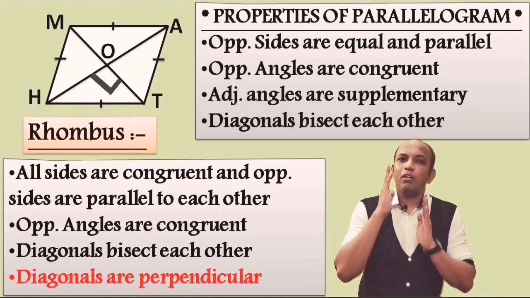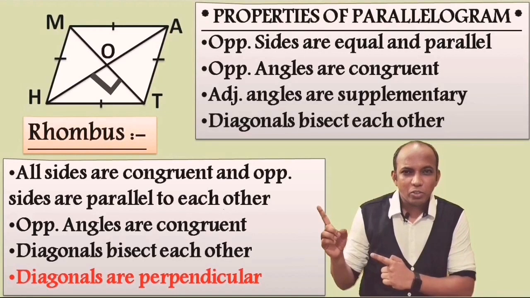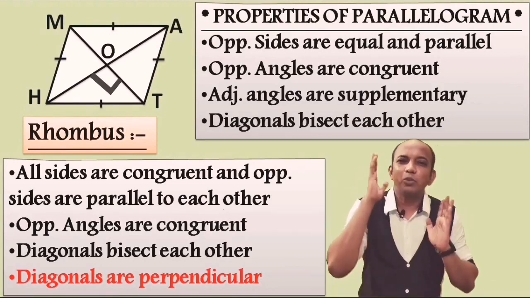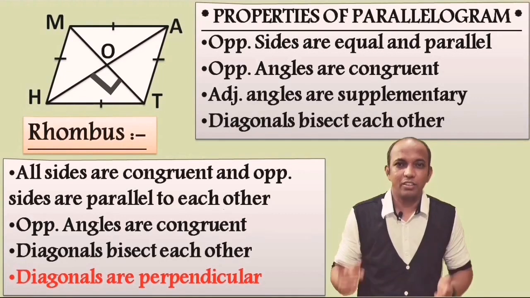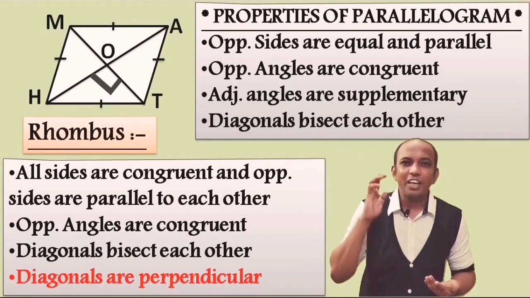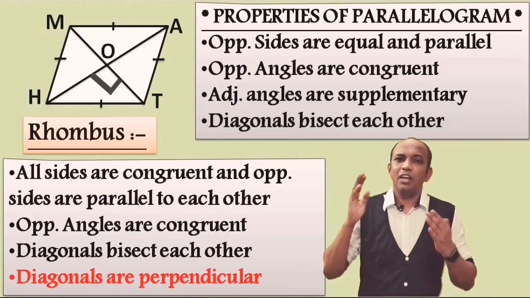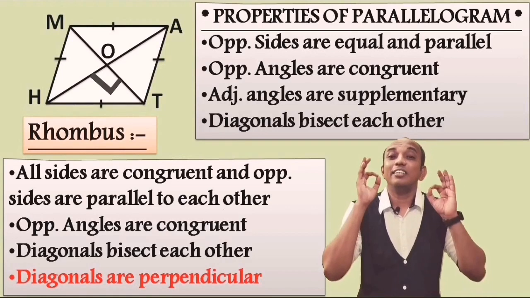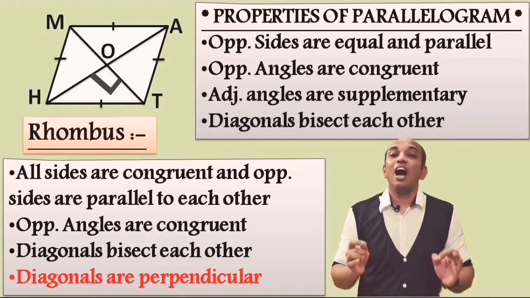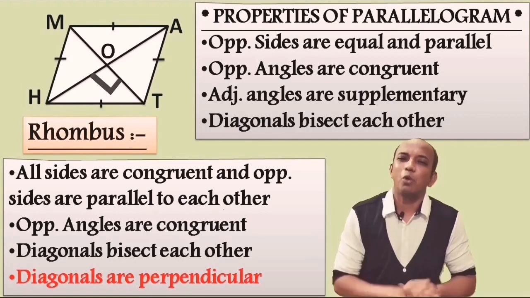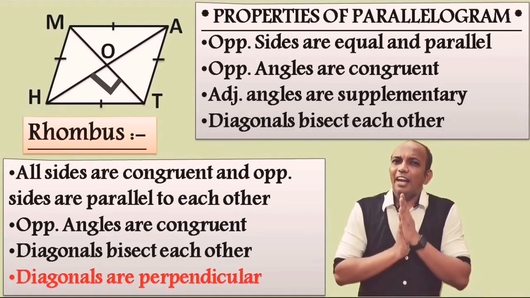So here we move ahead. In parallelogram opposite angles were congruent. Over here also in the rhombus opposite angles are congruent in nature. In parallelogram, diagonals bisect each other. Over here also diagonals bisect each other. And which is the most important now added one? Diagonals in the rhombus are perpendicular to each other. This is what the added property is.